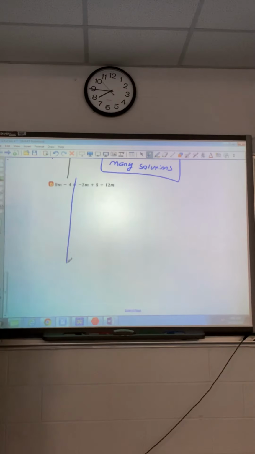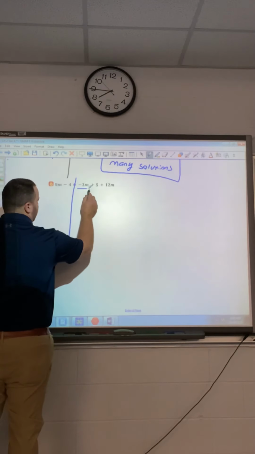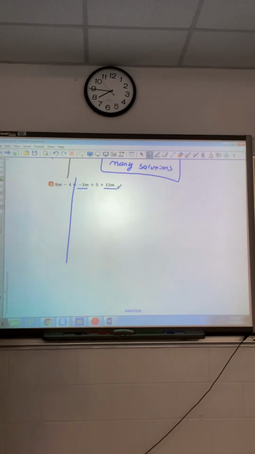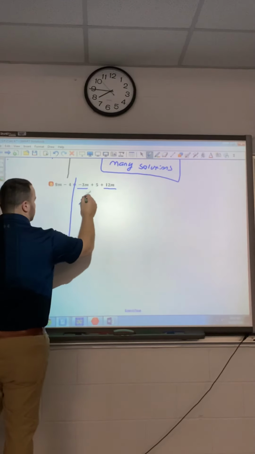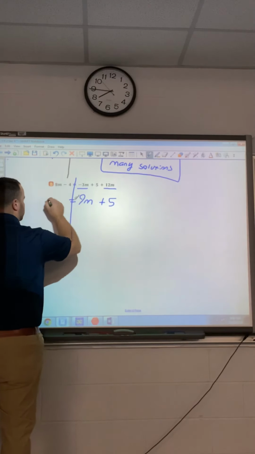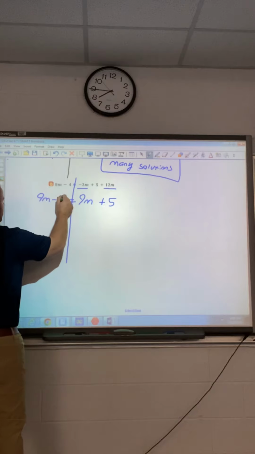All right, what would be my first step here? Add like terms that are on the same side. So I've got a negative 3m and a positive 12. Negative 3 plus 12 gives me 9m. And then I just bring my 5 down, equals 9m minus 4.